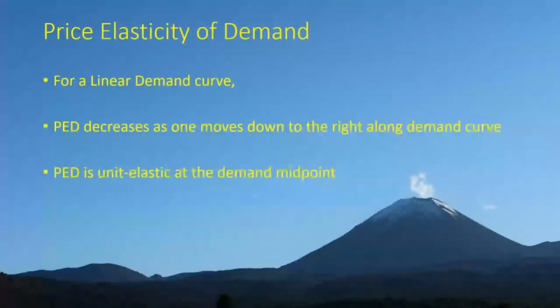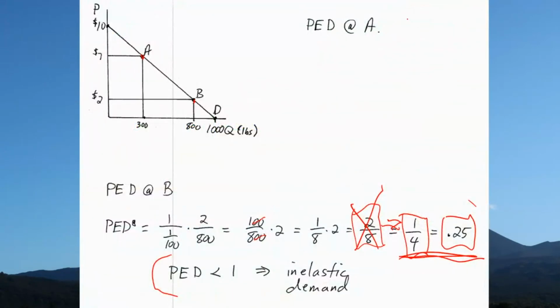Let's see what my next slide is. All right, so here's what we've learned just from that simple exercise. For a linear demand curve, again, straight line demand, price elasticity of demand is decreasing as you move down and to the right along the demand curve. And we saw that by the fact that our first elasticity of demand up here was 7/3, and then it fell to 0.25 as we moved down to the right along the demand curve. So elasticity falls along that demand curve.